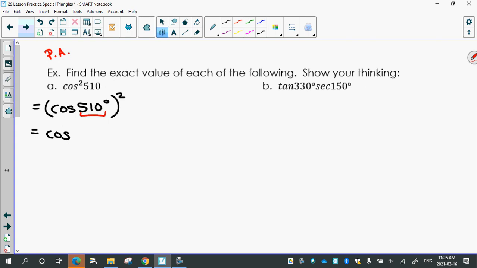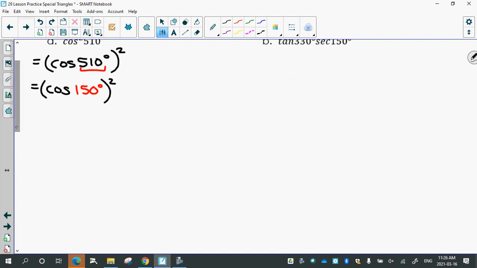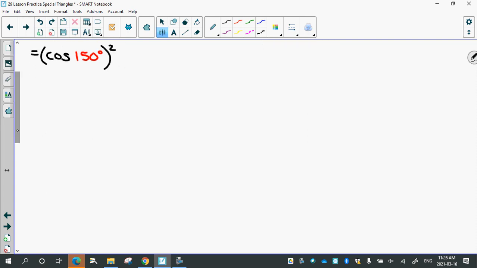So if we start with something bigger than 360, how do we figure out the principal angle? Subtract 360 until we get to an angle that's between 0 and 360. So we're at 510, take away 360 is 150. And that's still squared. All right, so now it's diagram time. Leave some space, because you know you're going to have to use your ratios, and then make your diagram.